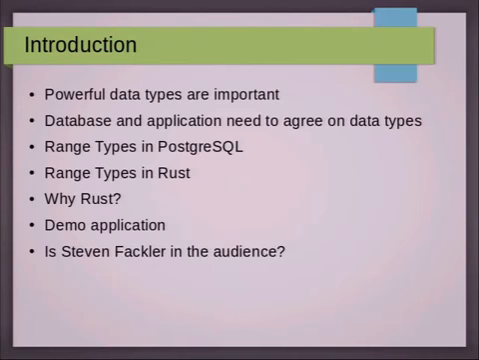First of all, this is how I'll be going through this. I want to make the case that powerful data types are important. The database and application should have some agreement about what those data types actually are. I think range types is one of those important data types, and I'll show you why I think that's important. Then I'll be talking about a language called Rust and its implementation of range types in that application space and how it works with PostgreSQL range types.